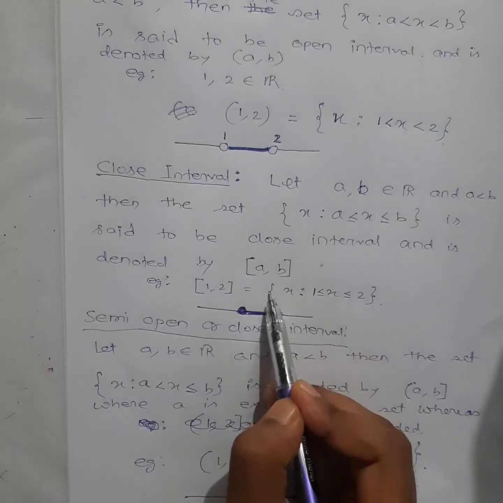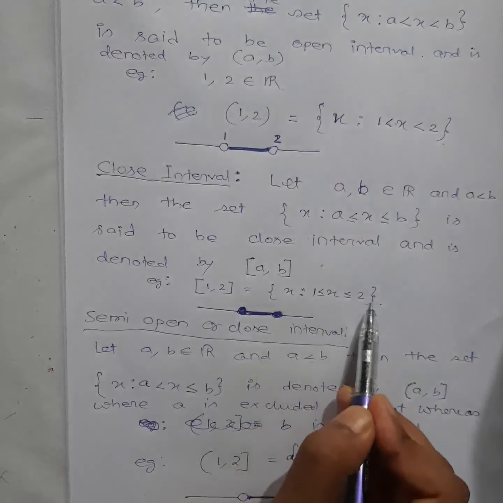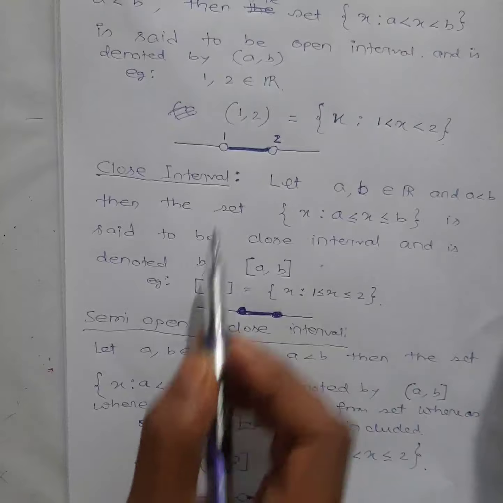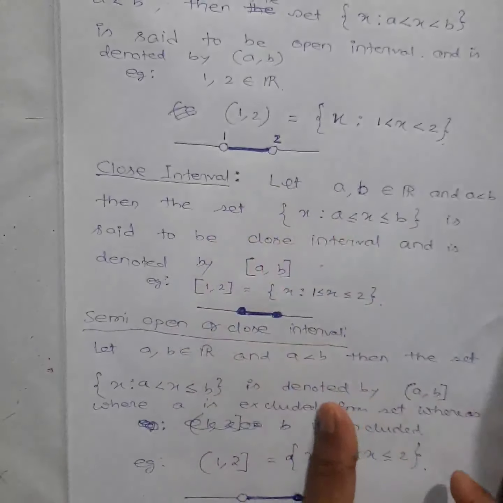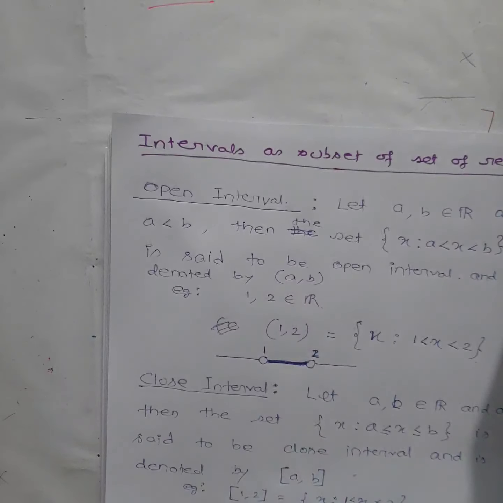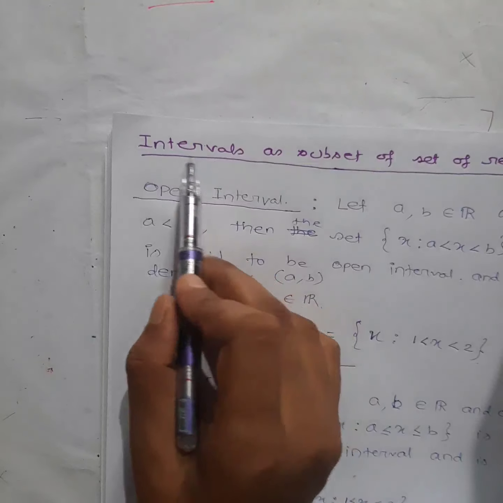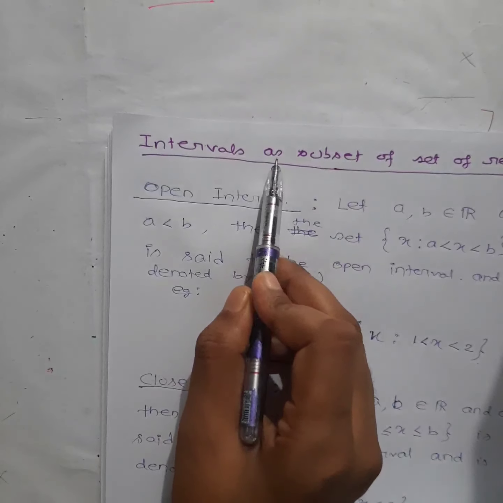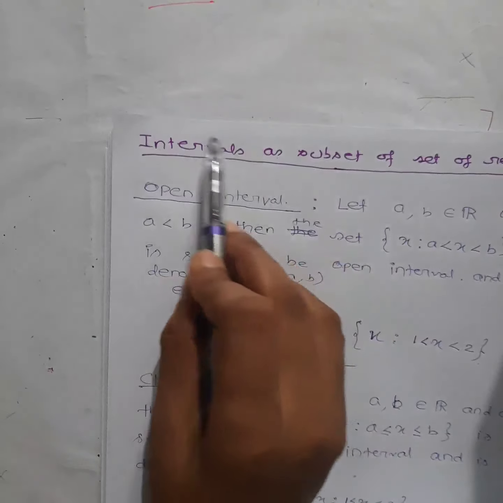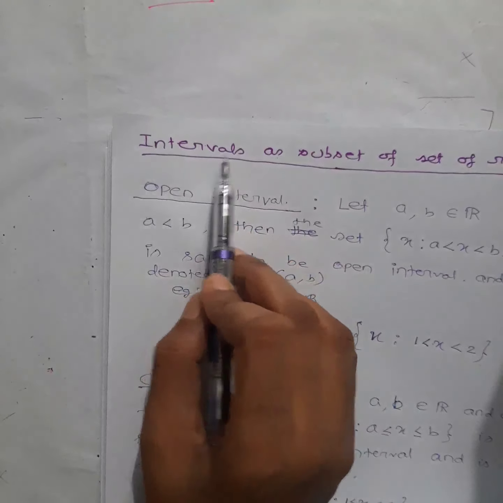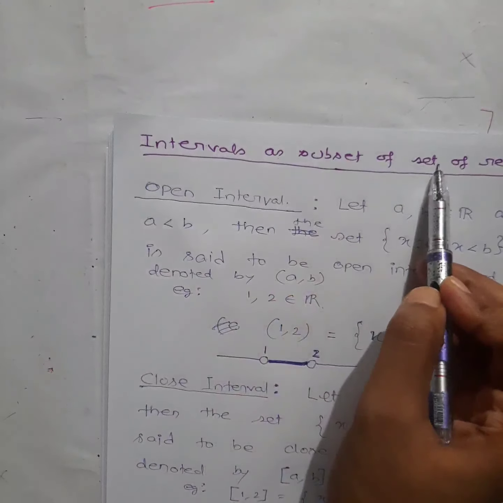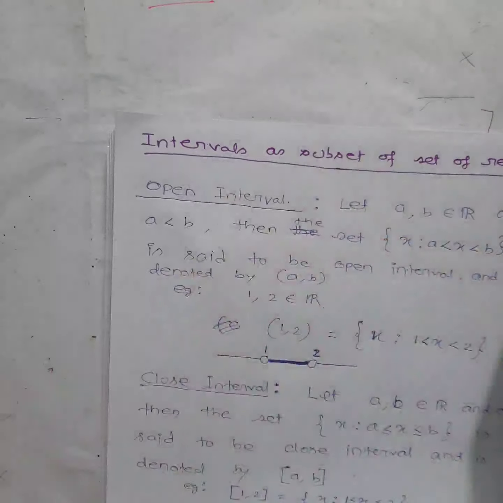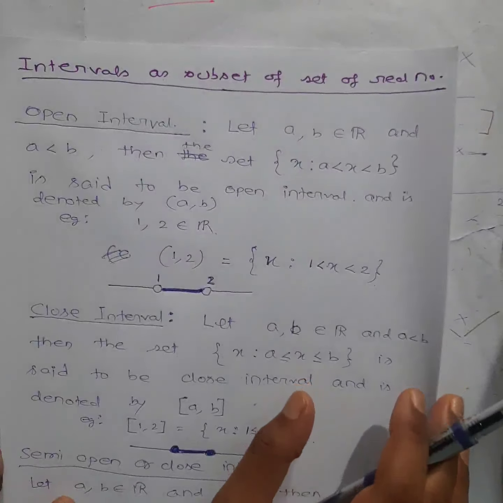When we write sets, we always use curly brackets, so don't get confused between these. I will explain what this is now. Okay, now see here. The topic is intervals as subsets, which means this will be your set now. But it will be a subset of what? The set of real numbers.